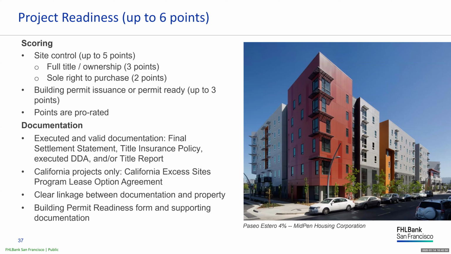Only the form needs to be signed, and you do not need to attach the actual permits or ready letter itself. For projects on Native American tribal lands, a proxy letter from the tribal council or entity is acceptable in lieu of the building permit readiness form. Just a note here, a new form must be submitted every time the application is submitted.